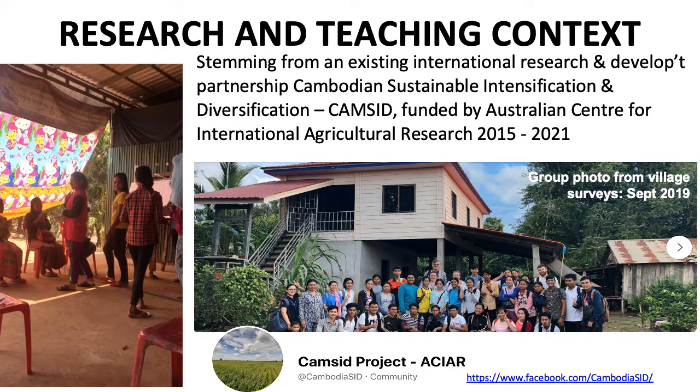So to give a little bit of background as to how this project started, our transnational education collaboration has grown from an existing international research and development partnership. Like I say, it's an ACIAR project, an Australian Centre for International Agricultural Research project that's due to finish next year. And the project is called Cambodian Sustainable Intensification and Diversification, or CAMSID. The primary remit of the CAMSID project is to build the capacity of local farming communities, as well as the agricultural education institutions.